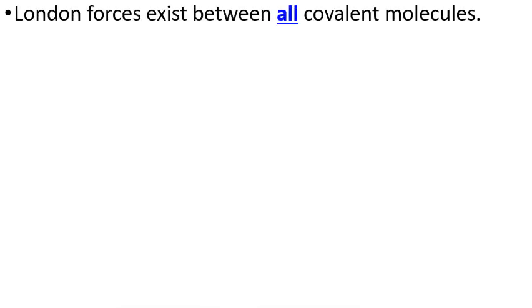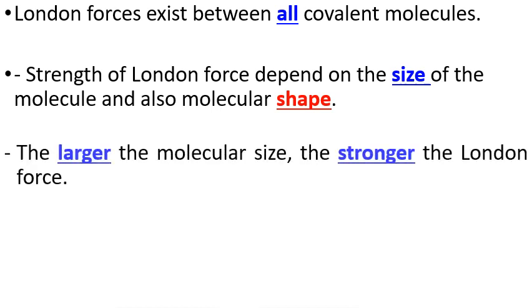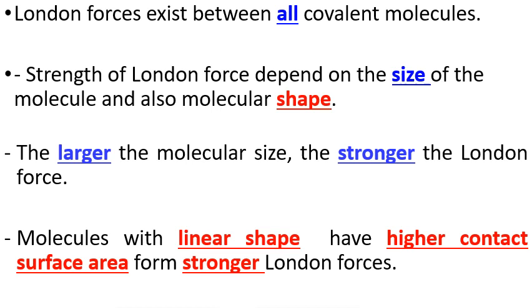Reminder again, London forces can generally be found between all molecules. So the strength of London forces depends on size and also molecular shape. Basically, the larger the molecular size, the stronger the London forces. While for the shape, a linear shape means they will have a higher contact surface area, which will form stronger London forces as well.